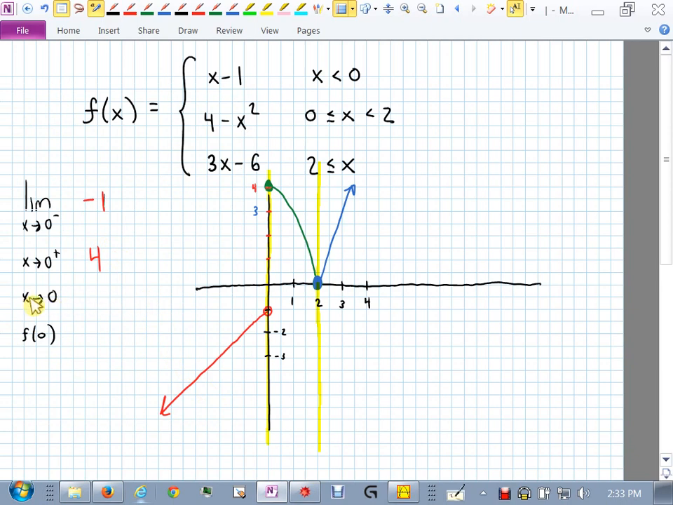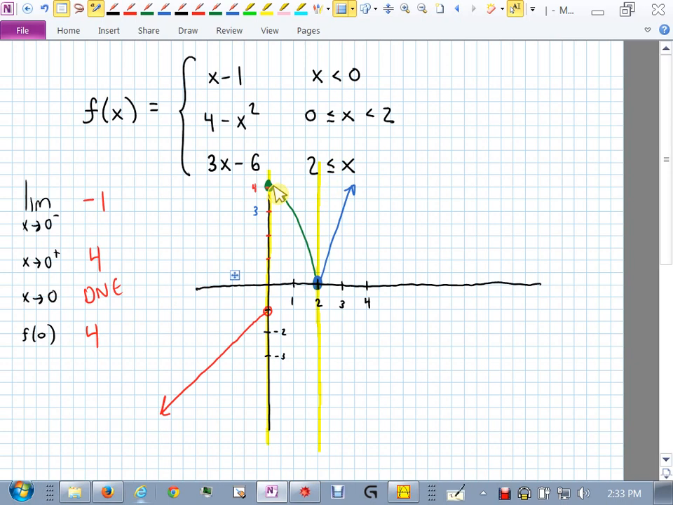What's the limit as x approaches 0? I don't specify the sides. You have to check both sides. They're not the same, so it does not exist. What's f of 0? 4, because we had a solid dot up here, right?